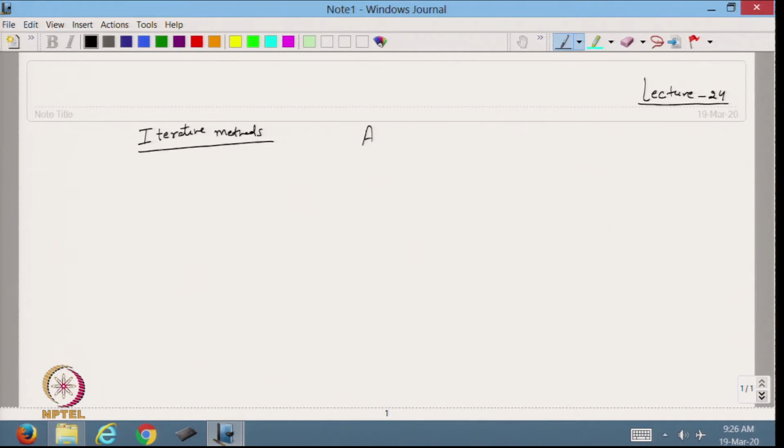So, I have a system of equations that is an n cross n system, and I want to solve this with the help of iterative methods. For example, I start with the first one, the Jacobi method, or we also call it the Gauss-Jacobi method.